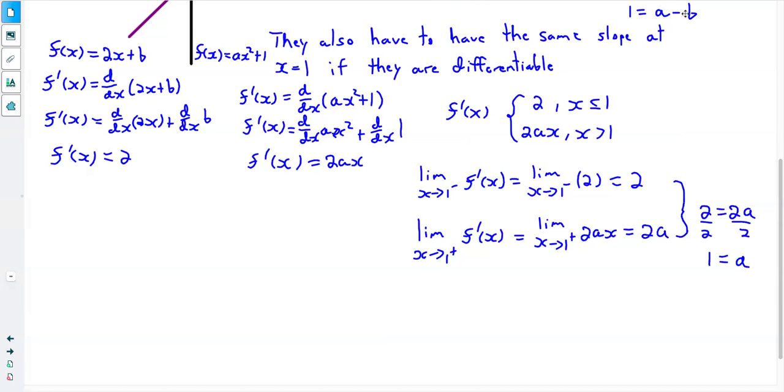Now, if we go back up to the equation we had earlier, where 1 equals a minus b, we can substitute this 1 in for a. So 1 is equal to 1 minus b. Subtract 1 from both sides, and that gives us 0 is equal to b. So we have solved it. Our a must equal 1 and our b must equal 0.